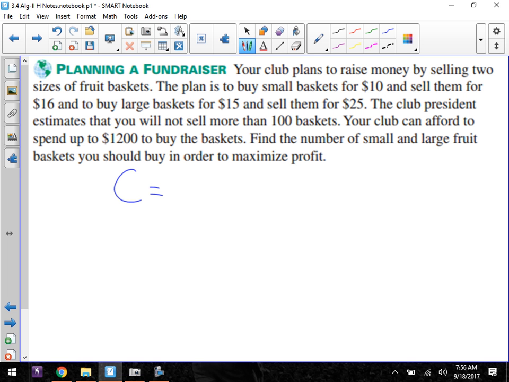You buy it for 10, you sell it for 16, your profit is $6. What's the profit for the large? 10. So your profit is 6 for the small plus 10 for the large. Now, this is the time where you're going to kind of label your own instead of with X's and Y's. You can put it together in terms of what you're selling or what you're buying or things like that. Here we have small, large, so we use S now. Okay with that?